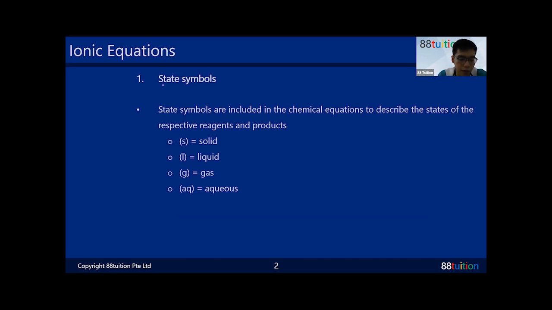State symbols basically tell you what states the compounds are in. There are four that you need to be familiar with: solid, liquid, gas, which are your three states of matter, and the last one is aq, which means aqueous. Aqueous means dissolved in water.